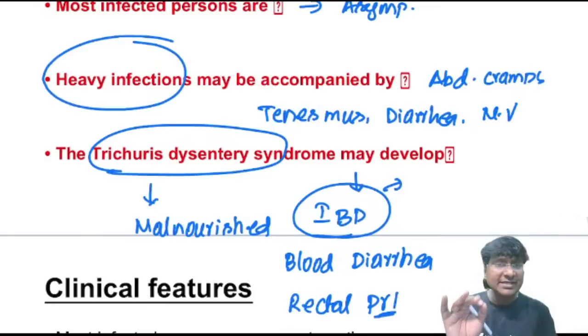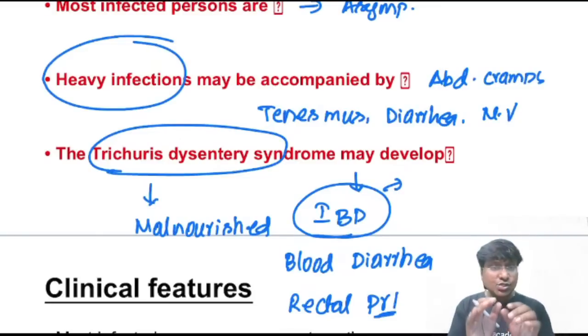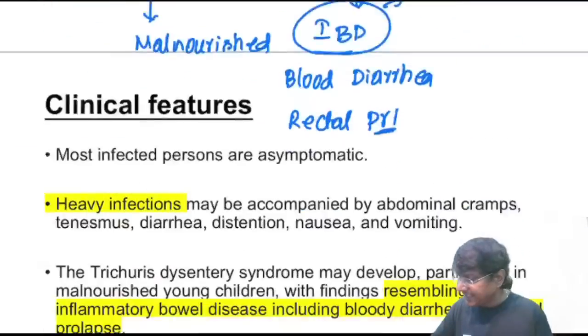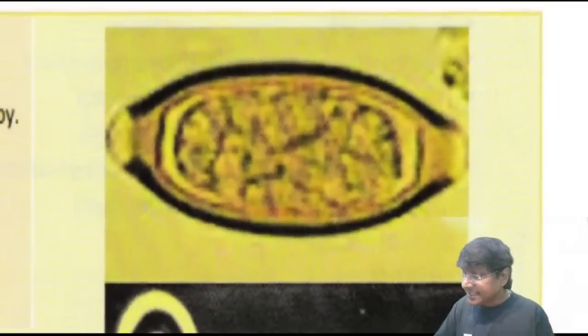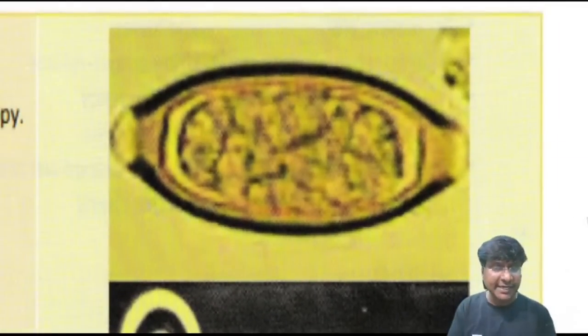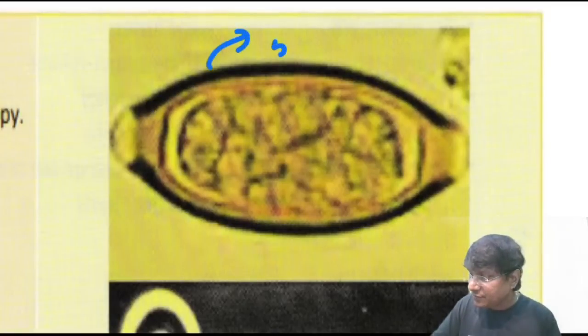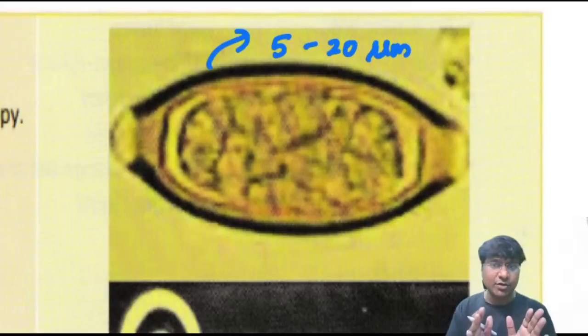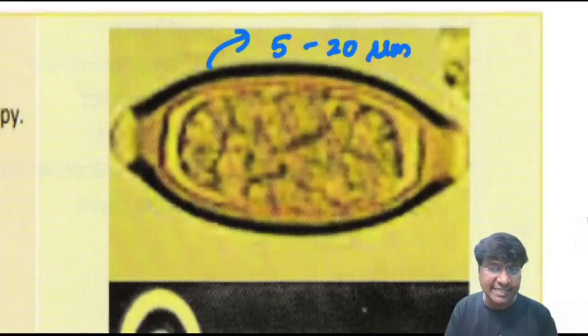Then what will be the shape of the eggs? When you do a stool examination for whipworm infection, the eggs will be lemon shaped. And what will be the dimension of these lemon-shaped eggs? The dimension will be around 5 to 20 microns. So these are readily detected on stool examination.